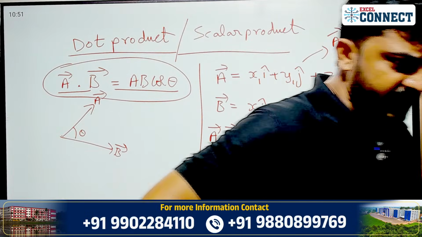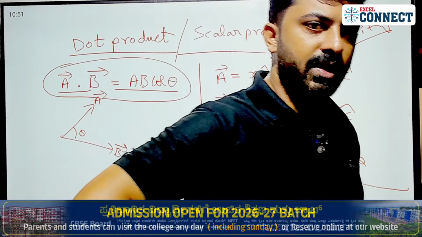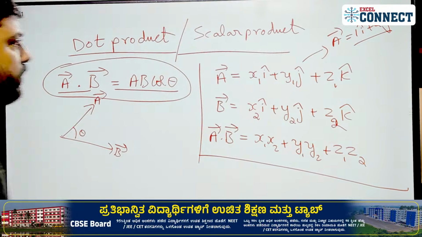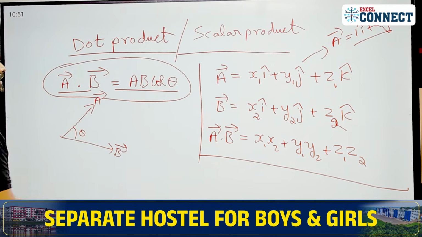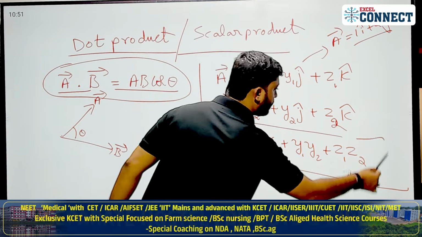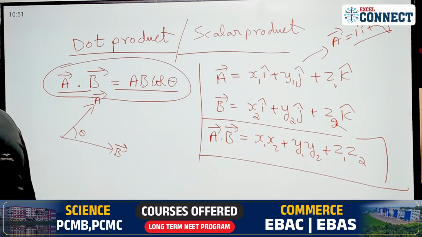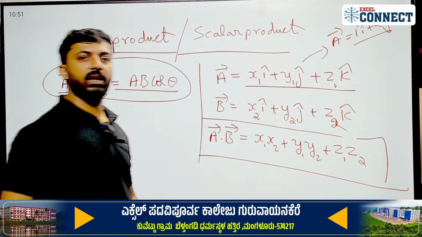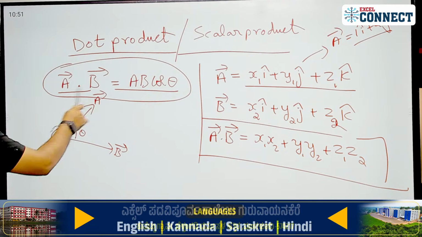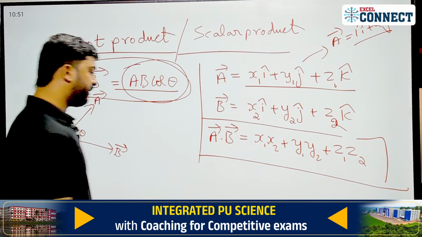Just discuss only the class here. Depending on the conditions, we can use the formulas. This formula is used when the vector is given in coordinate form, and if they have given the magnitude and angle, you can go for AB cos theta. I will give you an example for this.